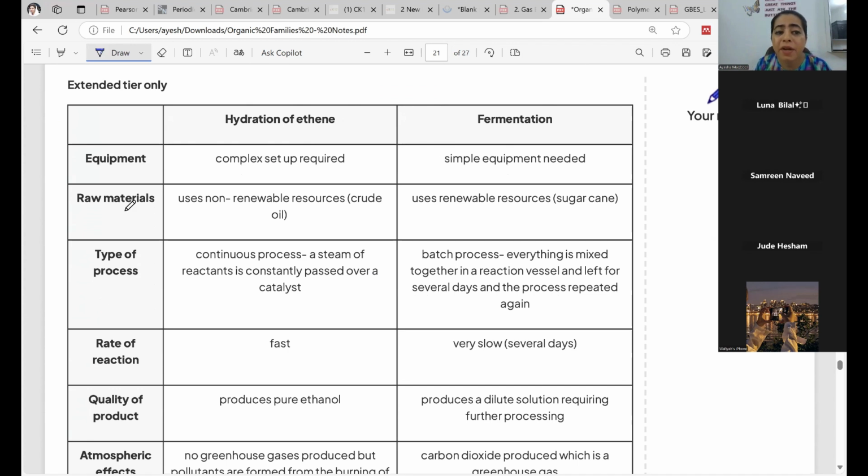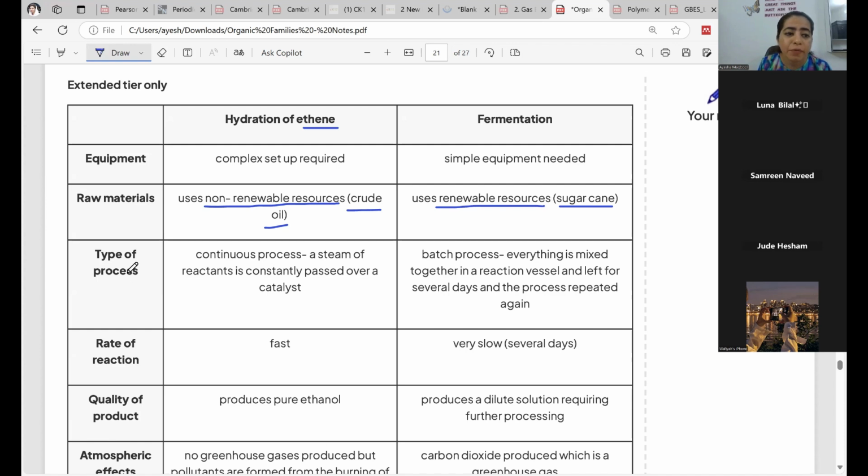Raw material means the starting material to start the reaction. For hydration of ethene, we are using ethene from crude oil. It is a non-renewable resource which can finish after some time. But for the fermentation process, we are using sugar or starch from sugar cane, which is a renewable source, meaning we can grow it again and again. We can use it again and again.